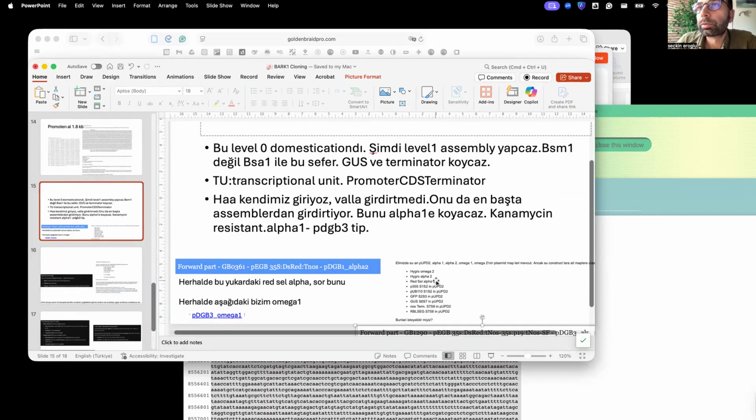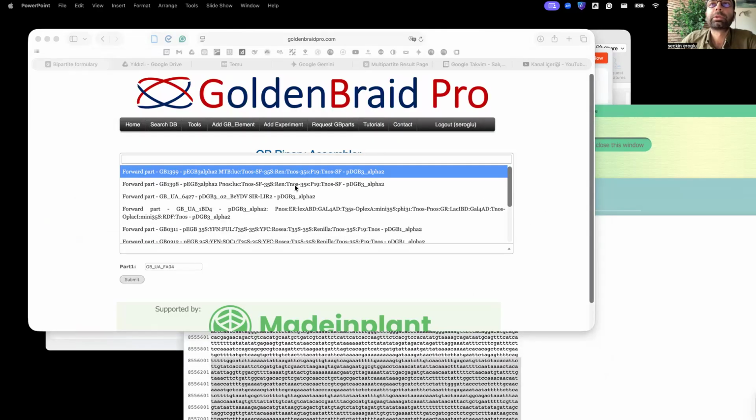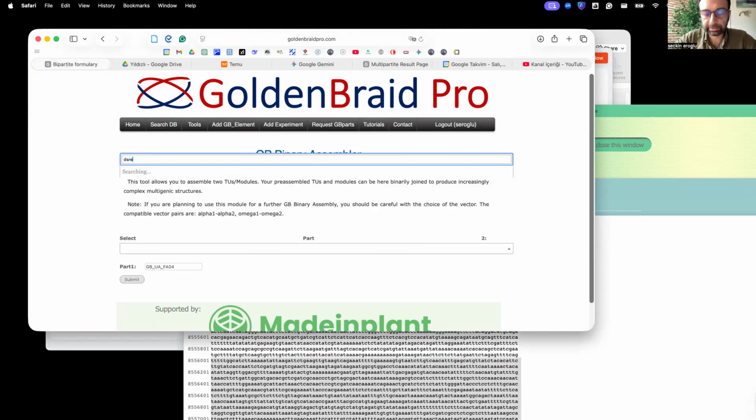These are possible alpha 2s, you see. And this is omega 2. I'm not going to tell what this is, but these alpha 2s are the possible ones we can use: hygromycin resistance one and red selection marker. And these are the ones we use to produce alpha 1, right? Okay. So now for the second part, I will choose yes, red.